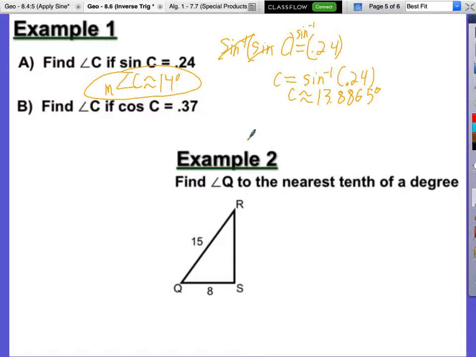I want you to do B on your own, and then raise your hand when you're done or have questions. B, example 1B.